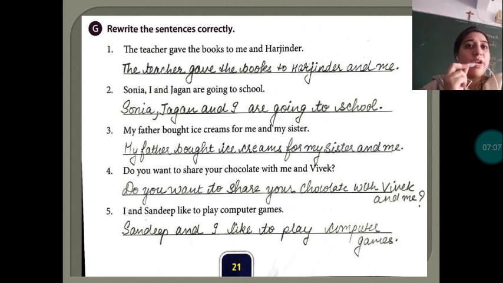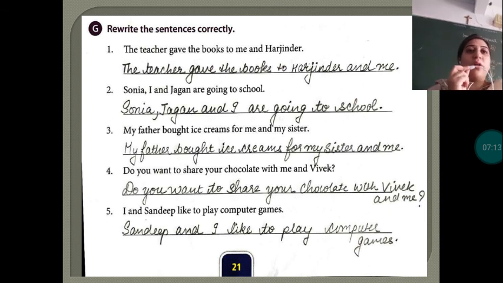Do you want to share your chocolates with me and Vivek? Again, me will be added at the end. Do you want to share your chocolates with Vivek and me? I hope you are clear with this sentence. I and Sandeep like to play computer games. How will we use it? First the person's name and then I. Sandeep and I like to play computer games.